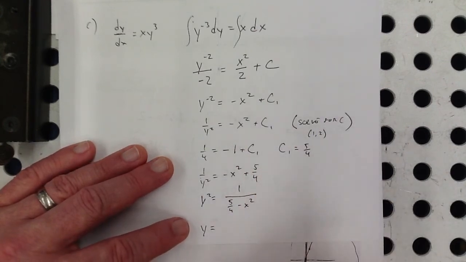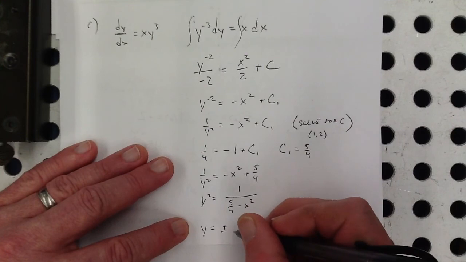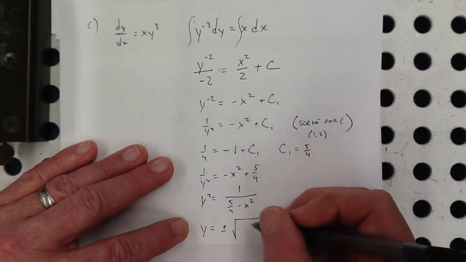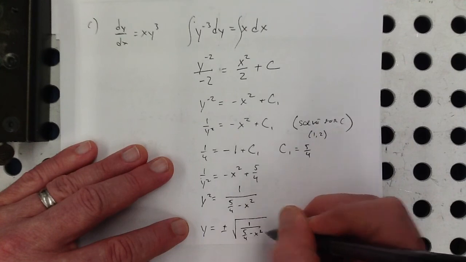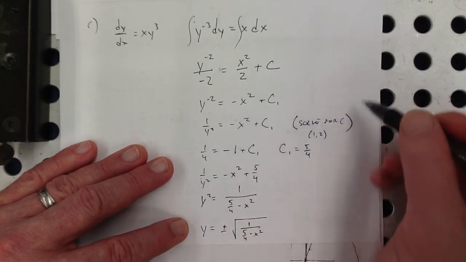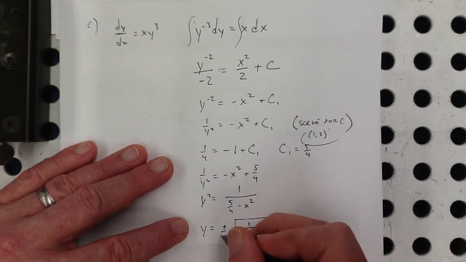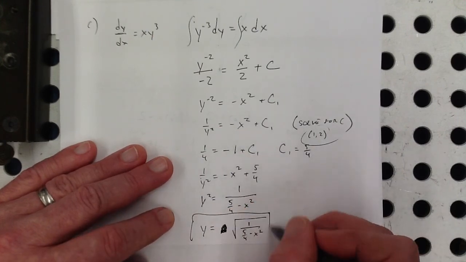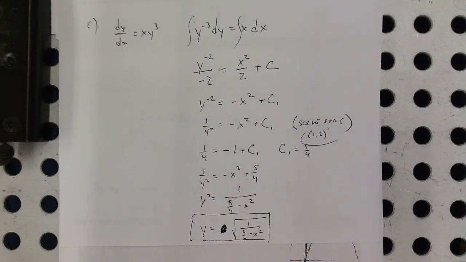Now when you square root something, you have to put a plus or minus sign. But we know whether it's the plus or minus because of the point. It goes through the point 1, 2. So when I plug in 1 for x, I don't get negative 2, I get positive 2. So it's just the positive version of that. So that is the answer.